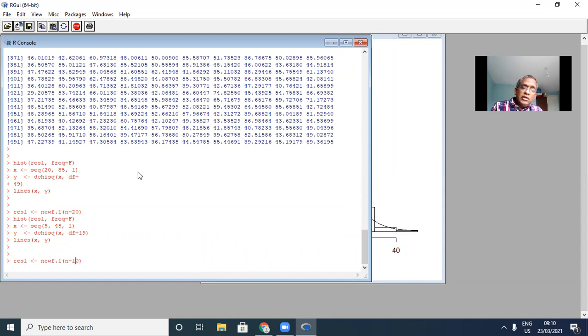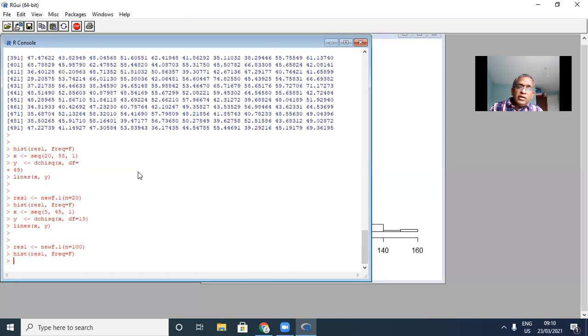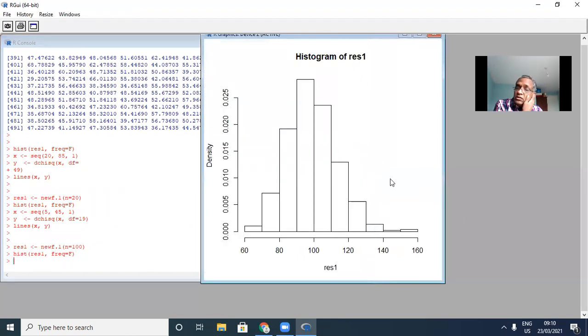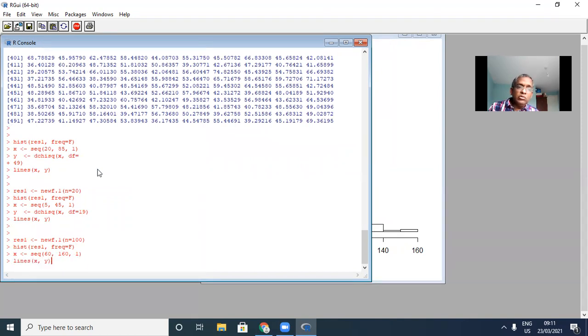So I'm going to change n here to 100, right? Then you do a histogram which looks like this. So here the x-axis ranges from 60 to 160. So you define the x to go from 60 to 160, right? And then you define your y to be this.